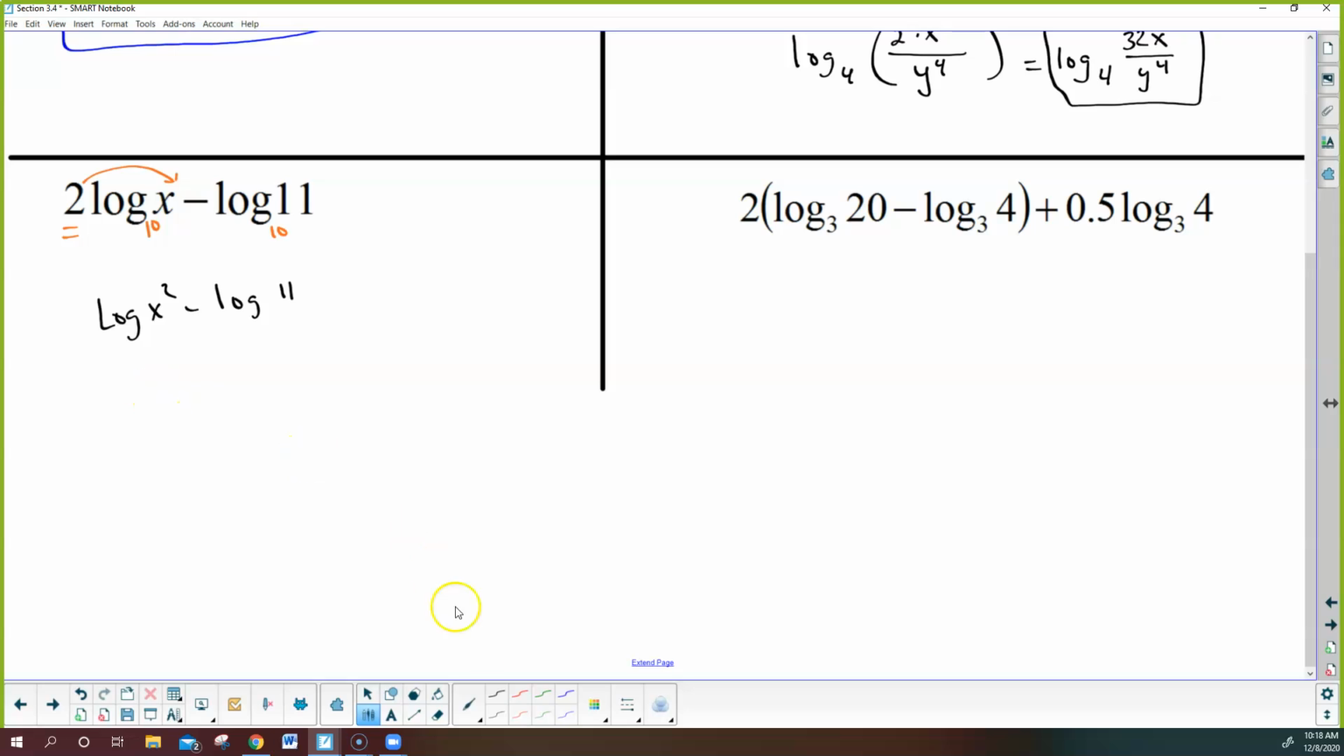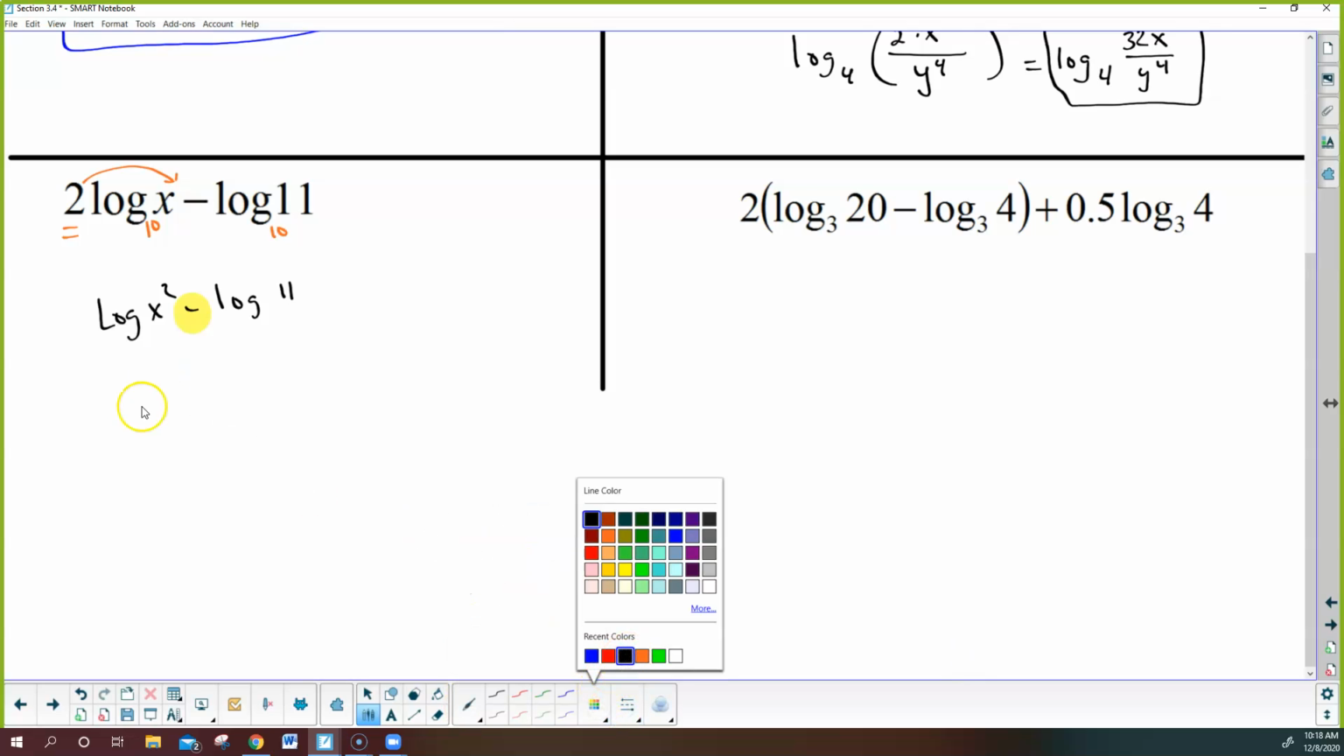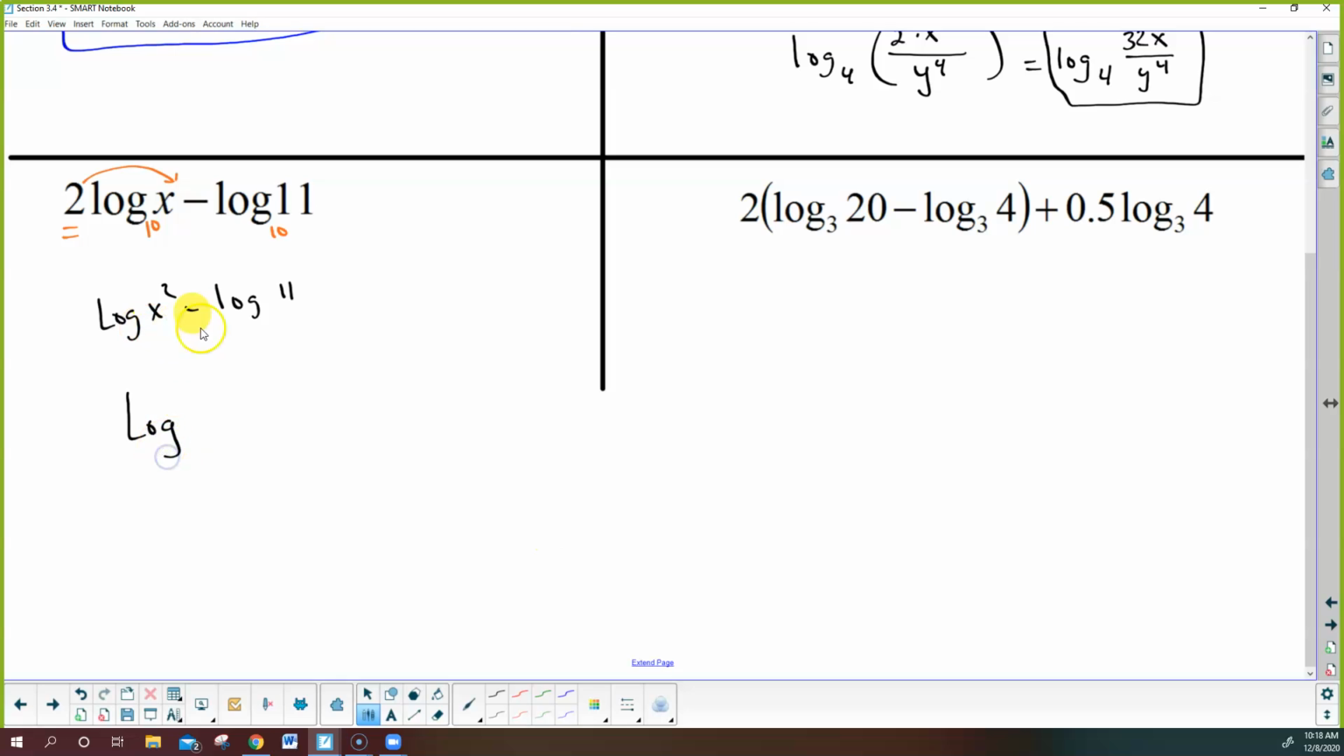Well, the subtraction then is the quotient, and that's going to turn that into division. So we're going to take the log of the same base, and we're going to have x squared divided by 11. And it always goes numerator, denominator, anytime you have subtraction. And since we can't reduce anything, that's as far as we can go. You could put a 10 right here for the base.